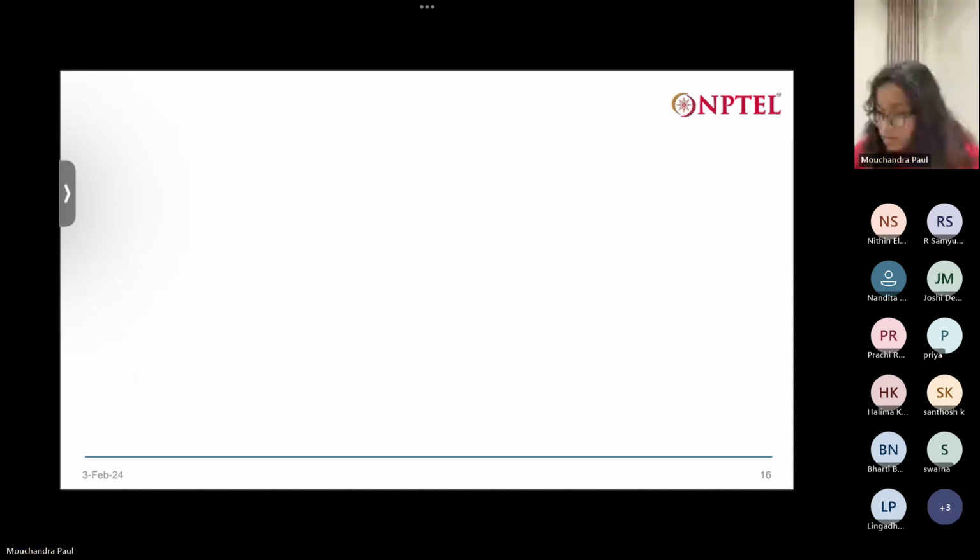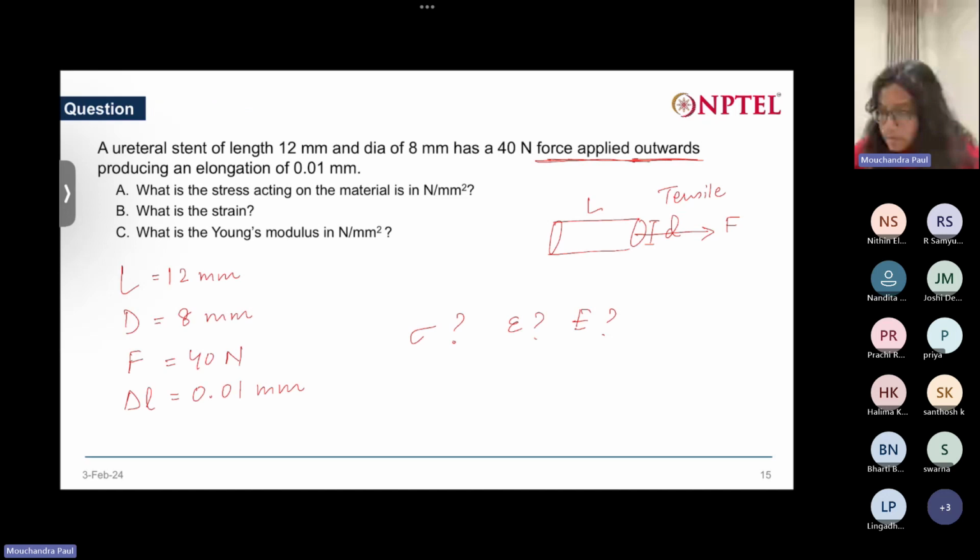So I'm using a fresh slide. Stress will be the force divided by the area perpendicular to it. In this diagram, the area perpendicular to the force is the area of a circle, isn't it? It's a circular face. So the area of the circle is nothing but pi r square. We are given d, so (d/2) square.